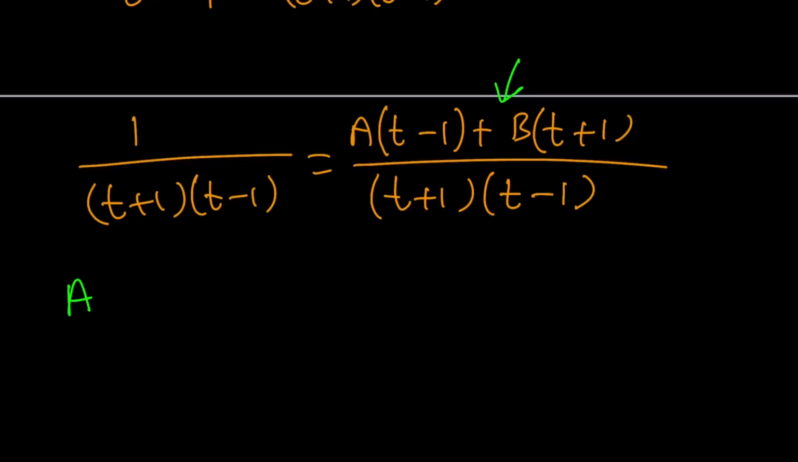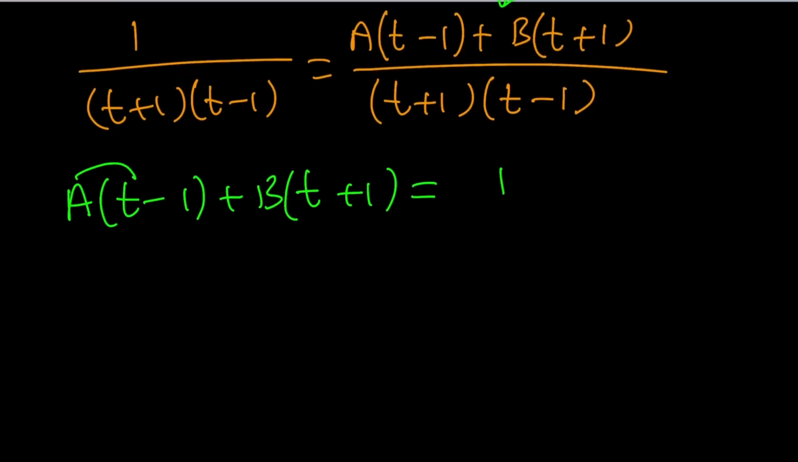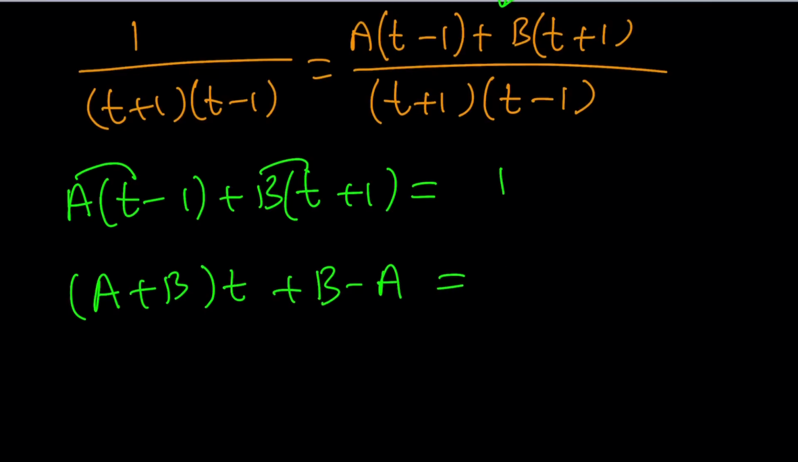So that gives me a times t minus 1 plus b times t plus 1 equals 1. Now we're going to go ahead and distribute this: at, bt. That's going to give me a plus b times t, and then minus a plus b. I can also write it as b minus a equals 1. So these are kind of like two polynomials. This is true for all values of t pretty much. And for t equals 1 and t equals negative 1, even though they make the denominator 0, in the polynomial form, they don't cause any issues, right?